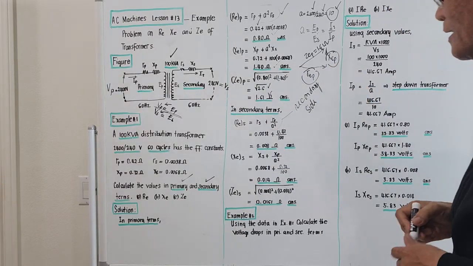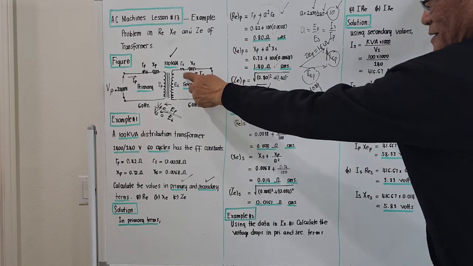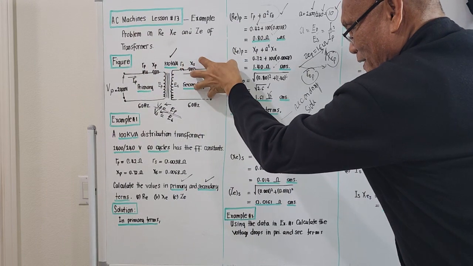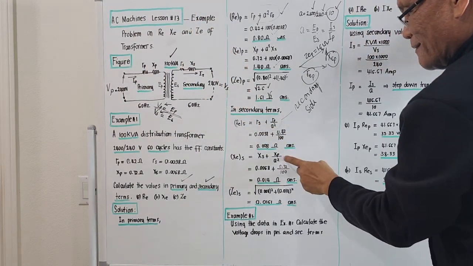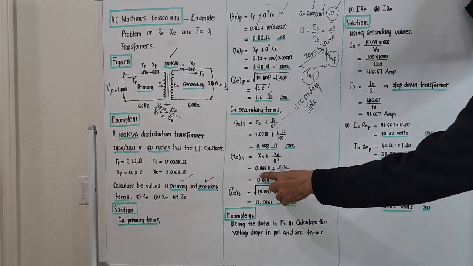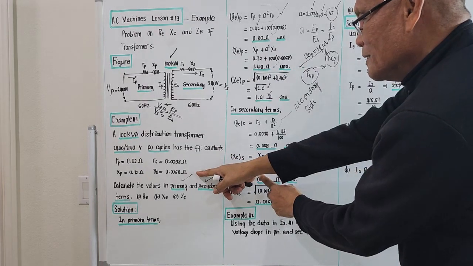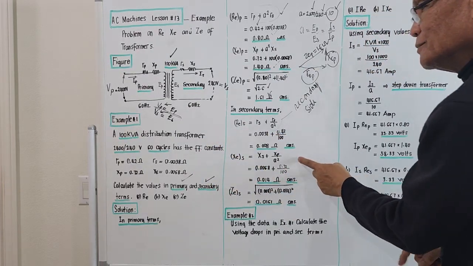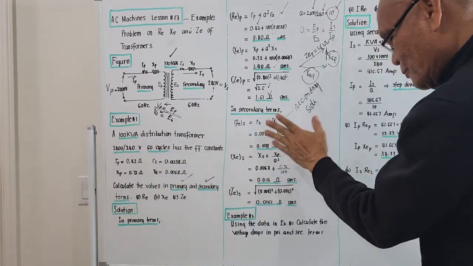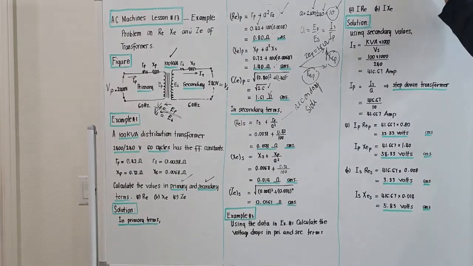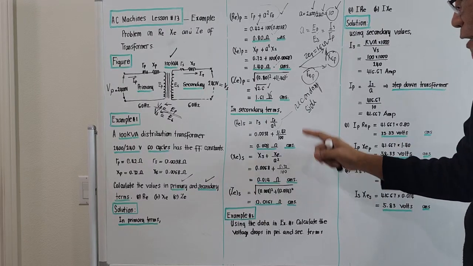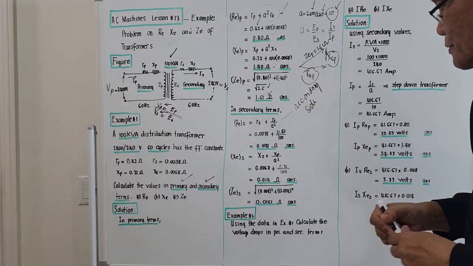Right? We maintain the X sub S, then we take the converted value of the primary by dividing it by a squared. Okay? So, substituting values, X sub S is 0.0068. X sub P is 0.72. If we refer this to the secondary, we will divide this by a squared, which is 100. So it will be 0.0068 plus 0.0072, and that will be 0.014 ohms.